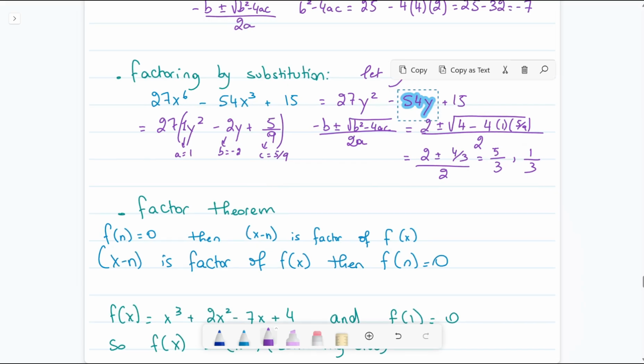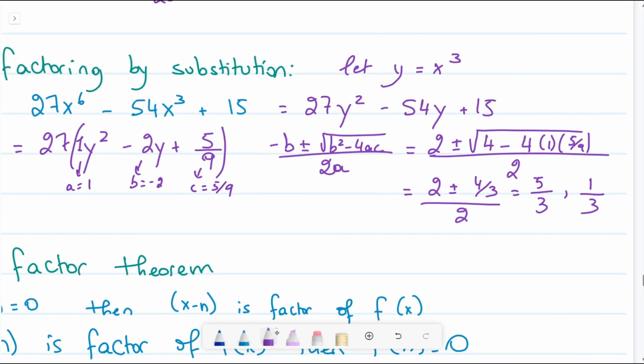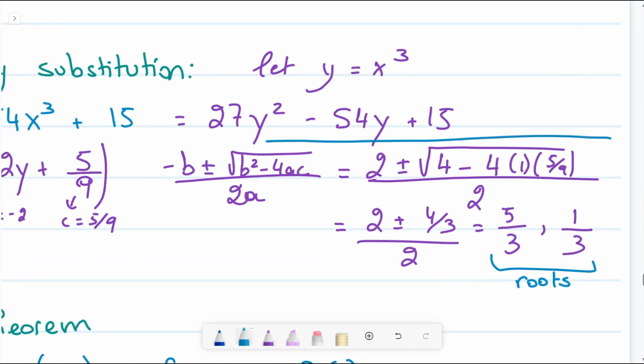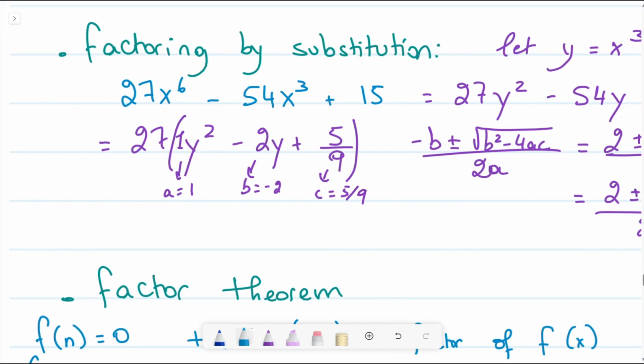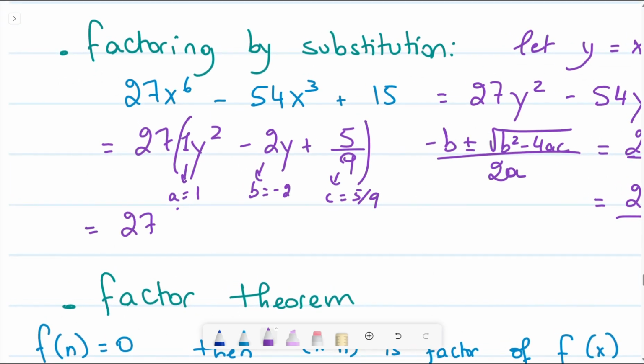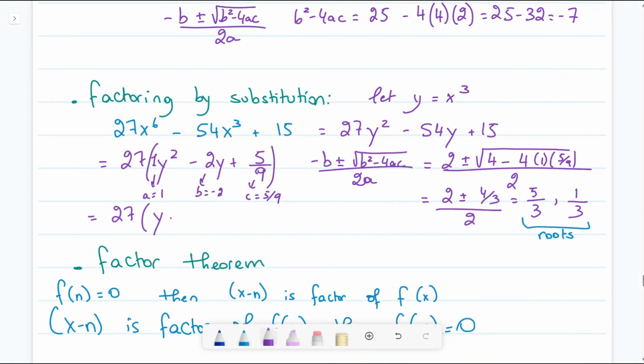So now these are what we call the roots. And don't forget that when we have roots, I will write my answer down here. When we have roots, don't forget the negative sign. So it's y minus 5 over 3 and y minus 1 over 3. And now we will put the x back. So y is x cubed. And this is our answer.